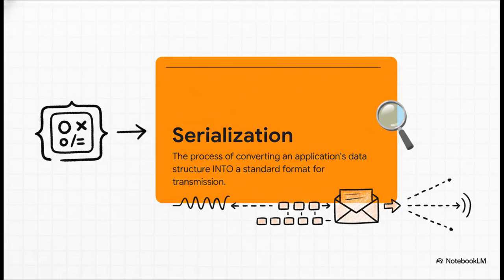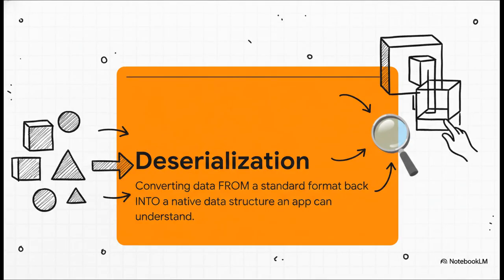So first up, we've got serialization. Think of this as the sending part of the journey. This is the process of taking your app's internal data, like that JavaScript object, and converting it, or serializing it, into that standard format, ready to be sent across the internet. And then, of course, you've got the other side of the coin, deserialization. This is the receiving part. It's what happens when that data arrives. The server takes that standard format and deserializes it, turning it back into a native structure it can actually use, like that Rust struct we were talking about.